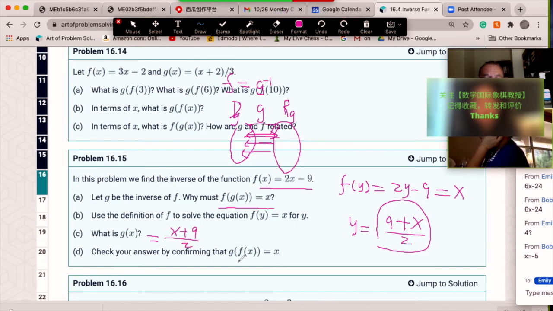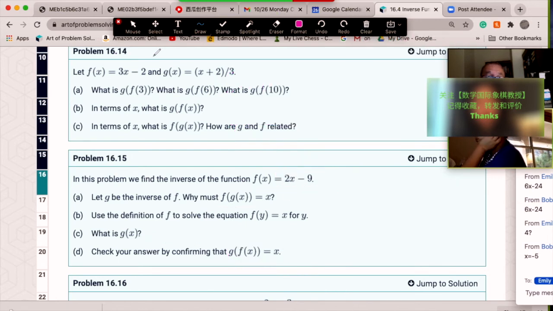Okay? Check your answer by checking this. So now let's see. G(x), we got this, right? F(x) equals this. So you plug in 2x minus 9, plus 9, then divided by 2. This one will give you x. So that means this one is true. So that means what do we get here? It's the inverse function of f(x).